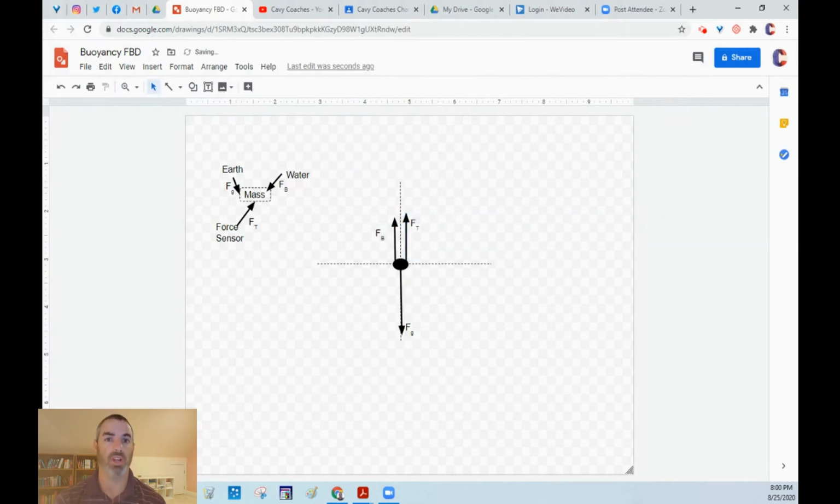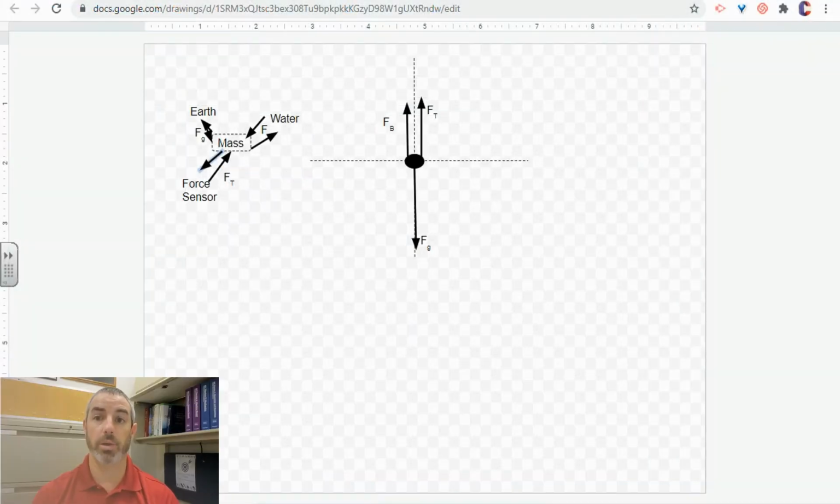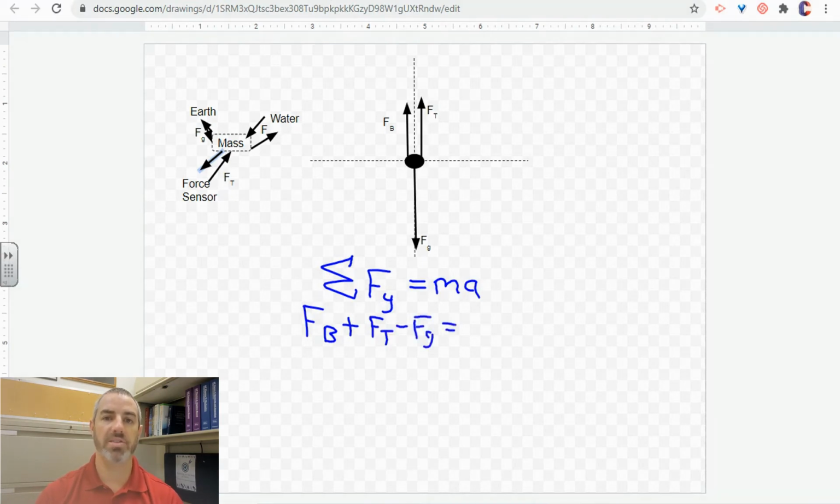Next, we're going to add our second law equation. So let's write out Newton's second law. From that, we'll apply to this situation. So we've got the upward force of the buoyancy force, tension force, and then the downward force of gravity. And in this situation, since acceleration equals 0, we're going to go ahead and set these equal to 0.